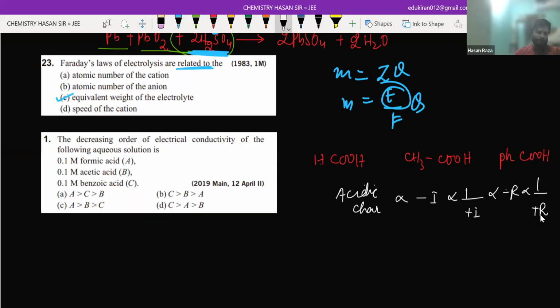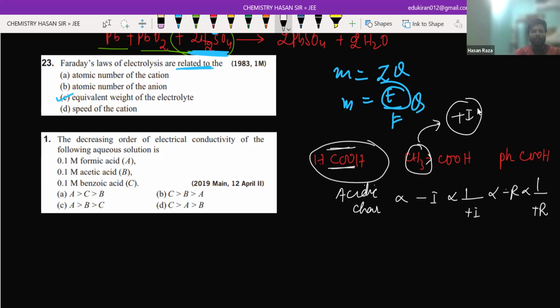Are you getting my point, Shahid, Tharif, Madiha? Yes. Okay, so HCOOH will be the most acidic. Why? It doesn't have any group which has a plus I effect. But CH3 is a methyl group which has the tendency of plus I. That's why the acidic character decreases. According to the question, this is your A, this is your B and this is your C. So basically A will be more acidic, then C, then B.